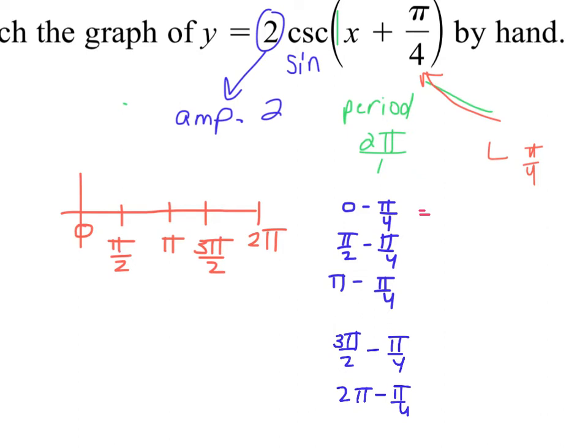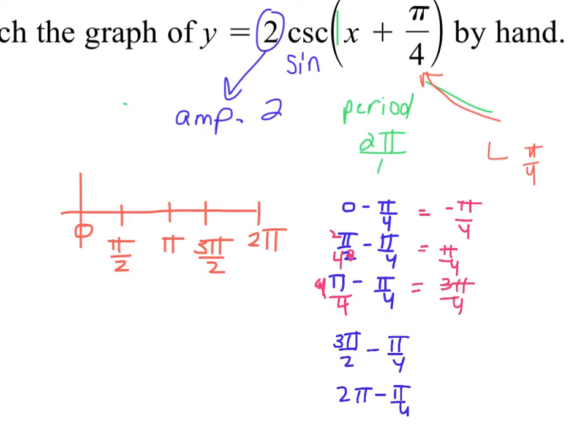0 minus pi over 4 is negative pi over 4. Good. So pi over 2, if I change that to fourths, it becomes 2 pi over 4, right? So what's 2 pi minus 1 pi? Yep, so positive pi over 4. Here, if I change this to fourths, 4 pi minus 1 pi is 3 pi over 4.